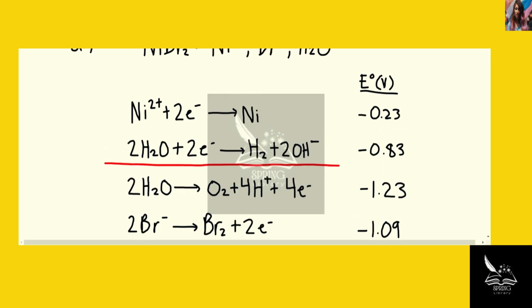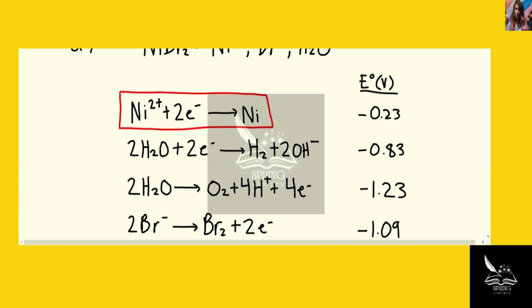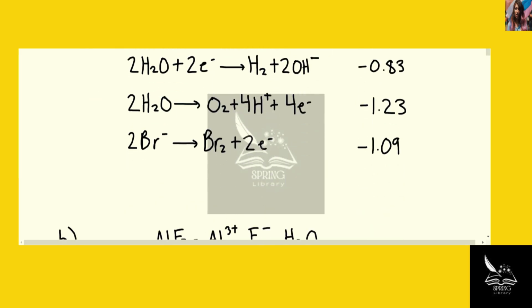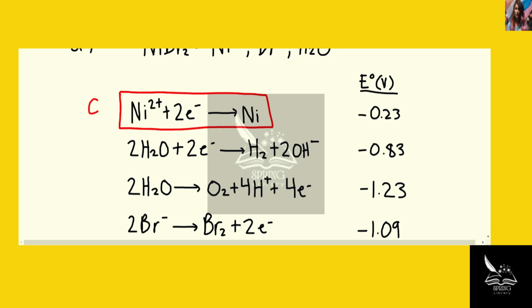When we look at the standard reduction potentials, we know that the top 2 represent reductions, and therefore the reaction with the higher value, in this case the less negative value for the standard reduction potential, will have a greater potential to be reduced, and therefore will undergo reduction as opposed to the other one. We can see that -0.223 is greater than -0.83. And so we can conclude that the first reduction reaction will occur since it has a higher potential to be reduced than the reduction of water. Since that is a reduction reaction, it will take place in the cathode.